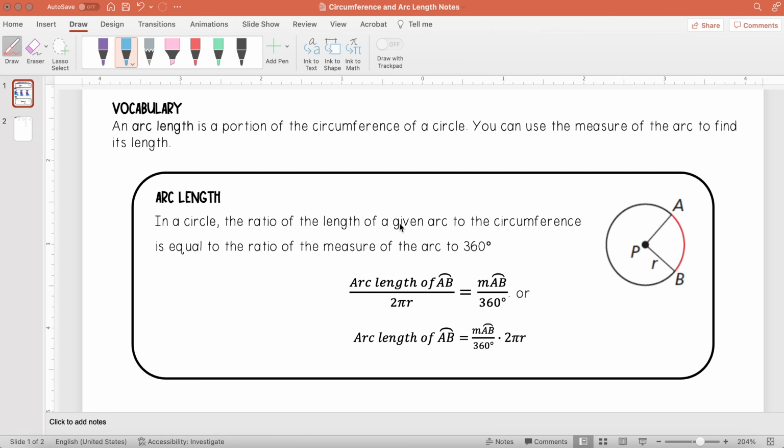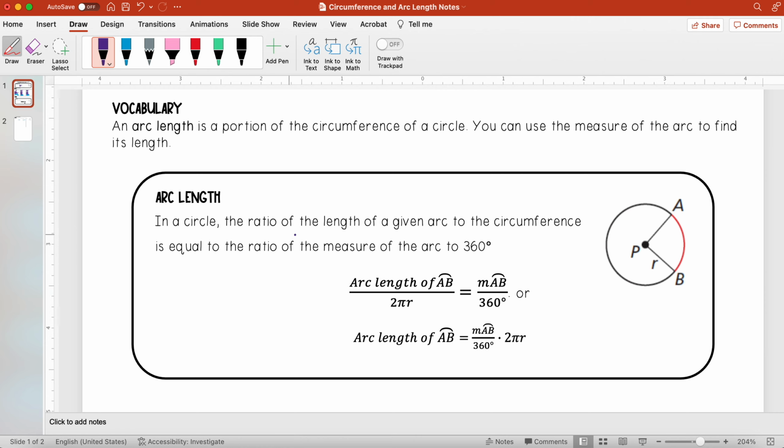For this next video, we're going to be looking at finding the arc length of a circle. First, an arc length is a portion of the circumference of a circle, and you can use the measure of the arc to find its length. For instance, we may be trying to find the arc length of AB. So AB is just a portion of the circle, and I want to find the length of that arc.